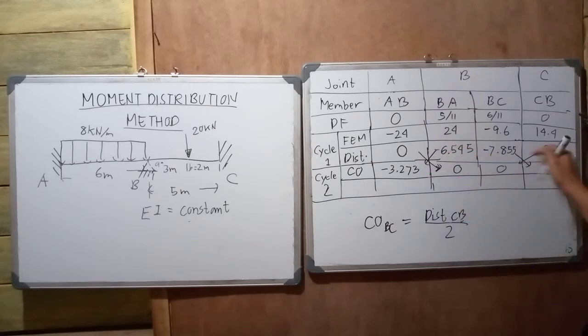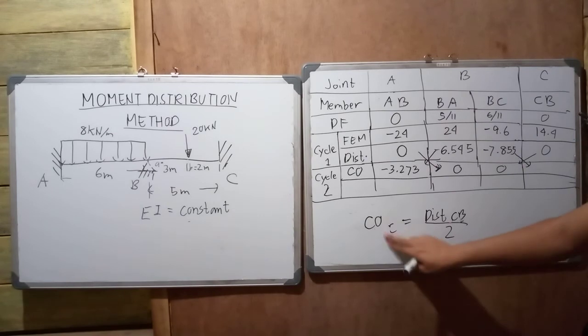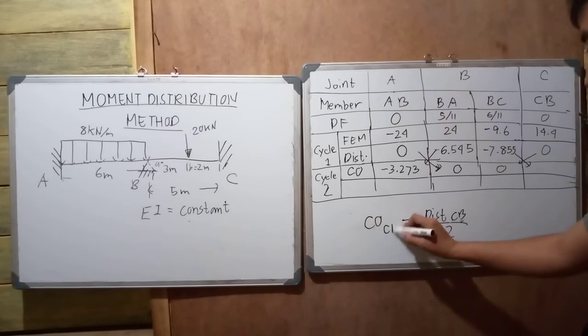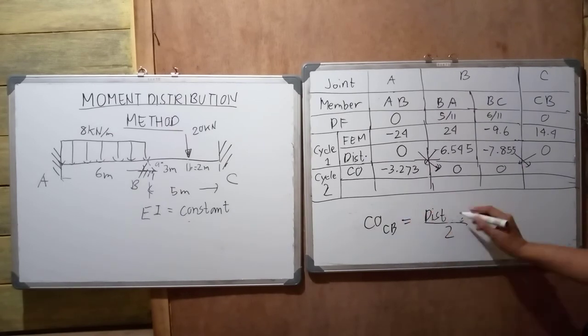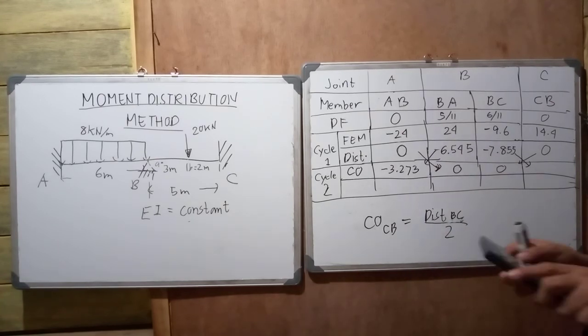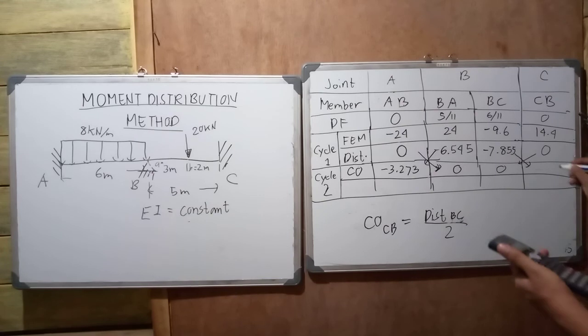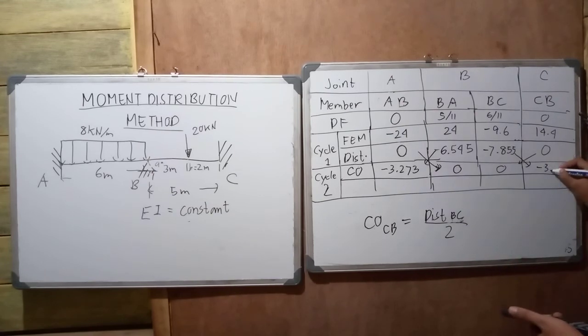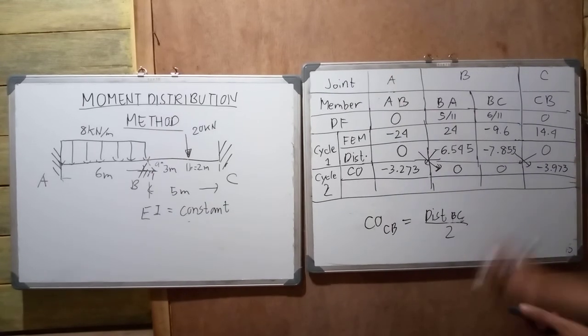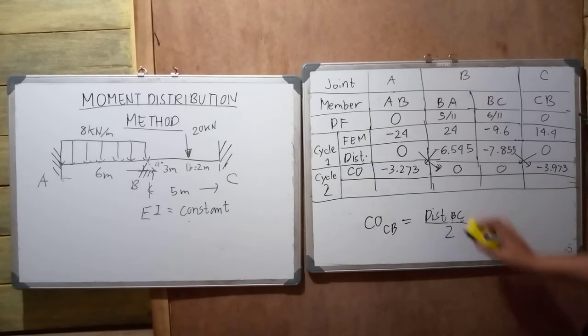Okay? Yan. Nag-criss-cross lang sila. At ito, i-divide. And then, yung carry-over moment ni CB naman is equivalent to distribution at BC. I-divide sa 2. Okay? Nagbabaliktad-baliktad lang sila. So, 7, negative 7.855 divide 2. Okay? So, we have negative 3.973. Okay? Na-round off ko na sa 3 decimal place.